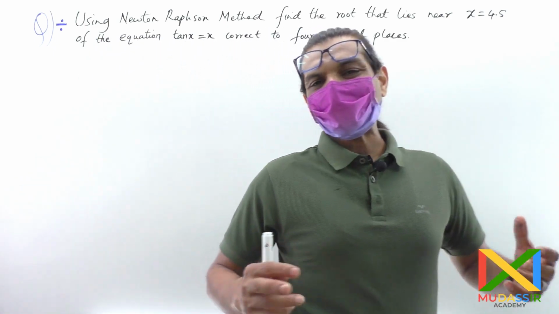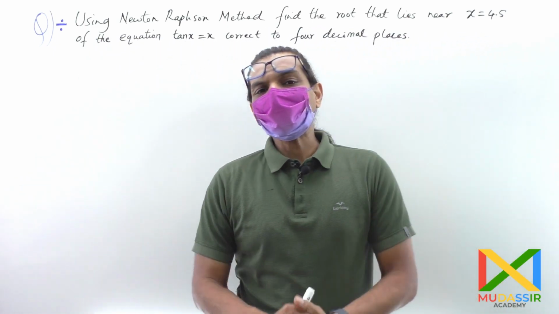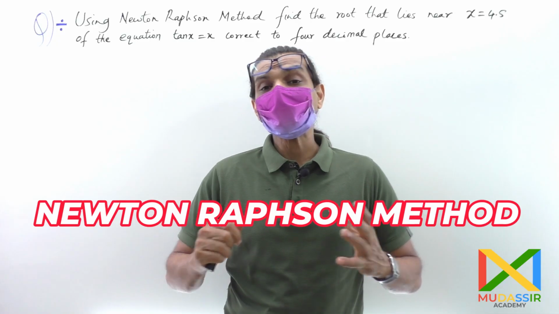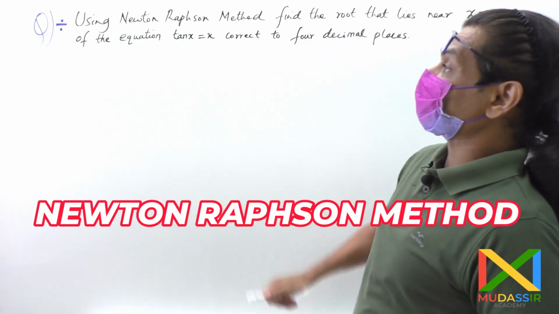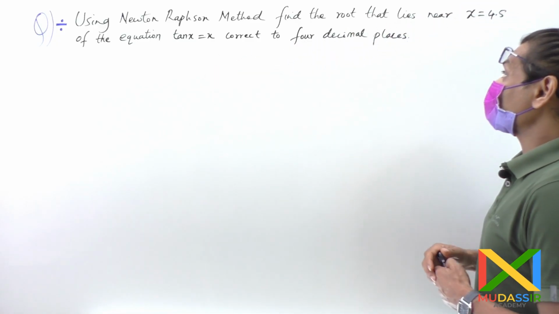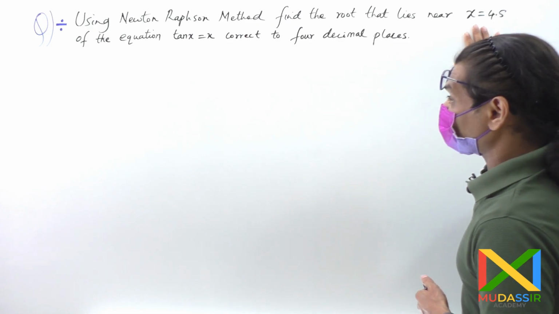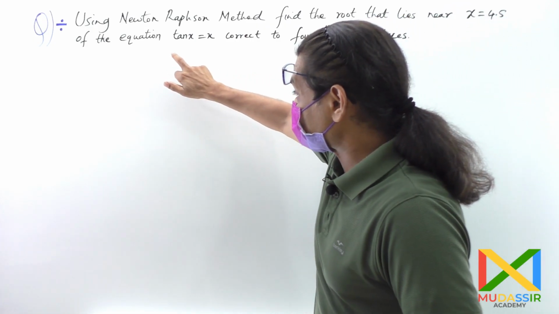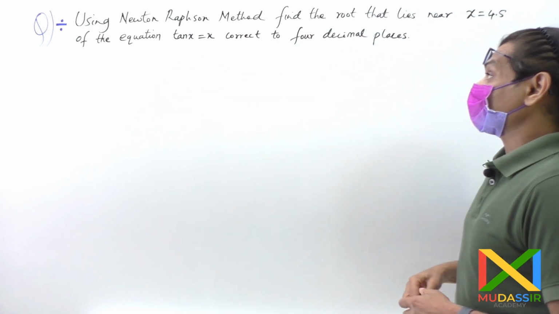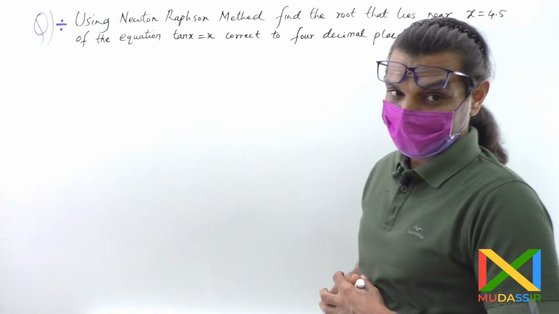Hello students, welcome back. Today we are going to solve a very important problem using the Newton-Raphson method. The question here is, using Newton-Raphson method, find the root that lies near x equal to 4.5 of the equation tan x equals x, correct to 4 decimal places.